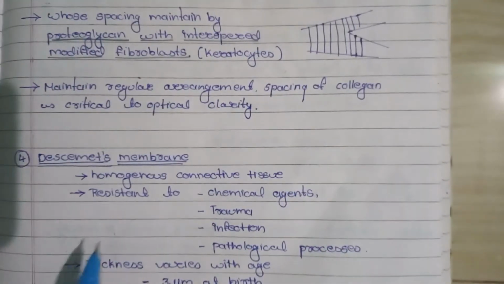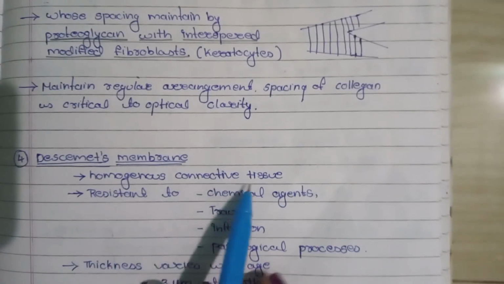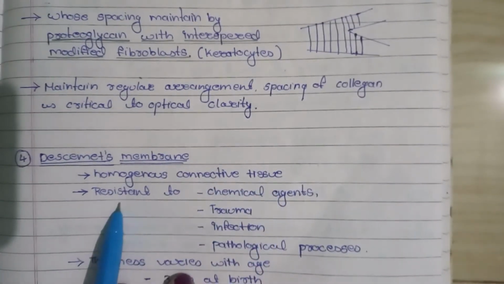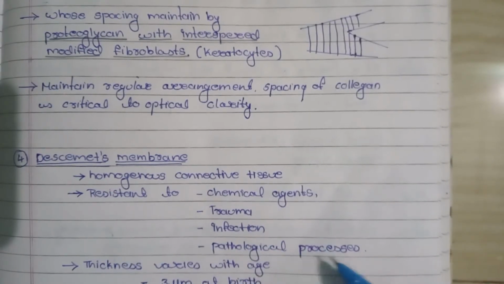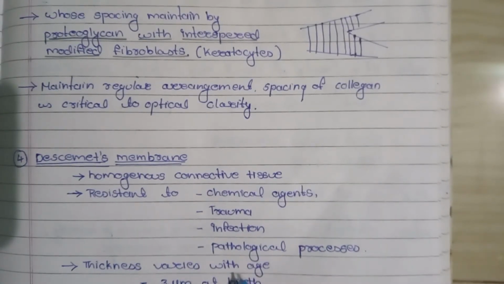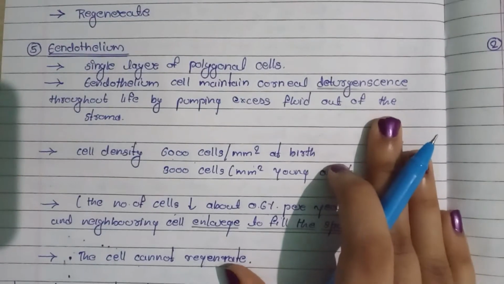Now we are going to see the fourth, Descemet's membrane. It's a homogeneous connective tissue. It is resistant to chemical agents, trauma, infection, and pathological processes. Thickness varies with the age. Thickness is 3 micrometer at birth and 10 to 12 micrometer in young adults. This Descemet's membrane can be regenerated.